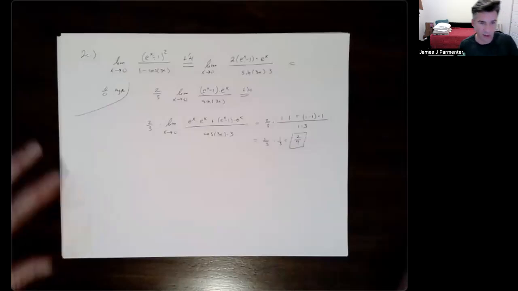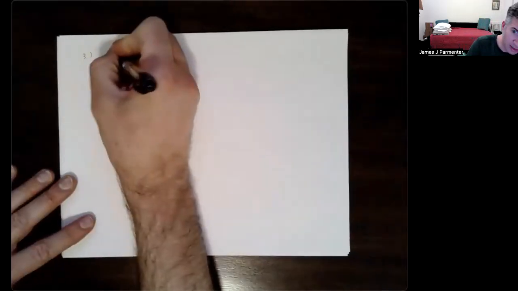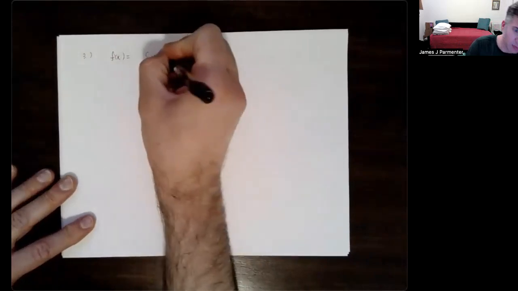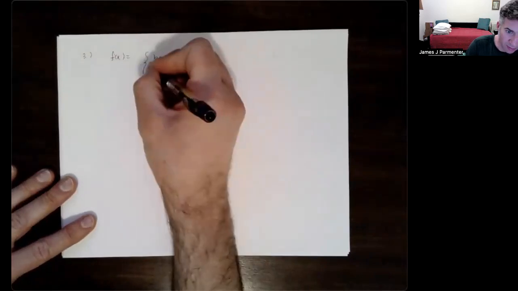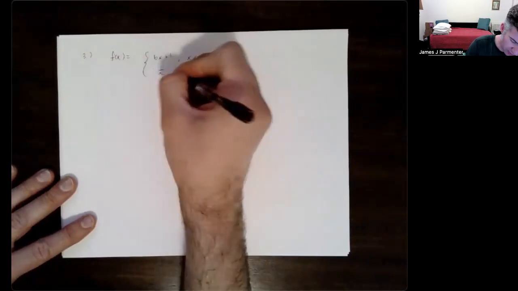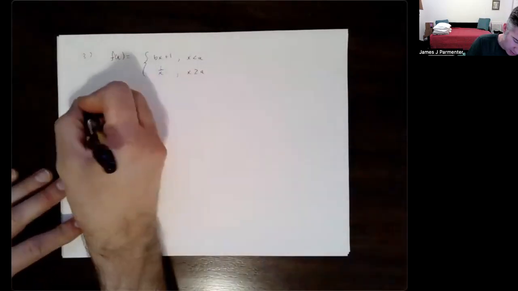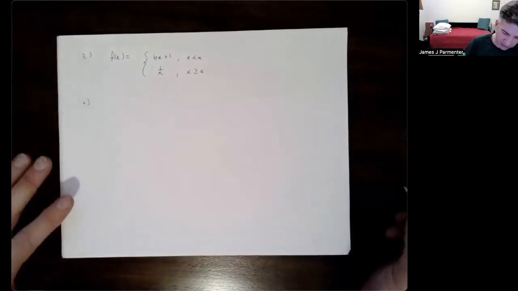So let's look at question 3. Consider the function f of x equal to bx plus 1 if x is less than a, and 1 over x if x is greater than or equal to a. Part A, determine the numbers a and b so that f of x is differentiable for all x.